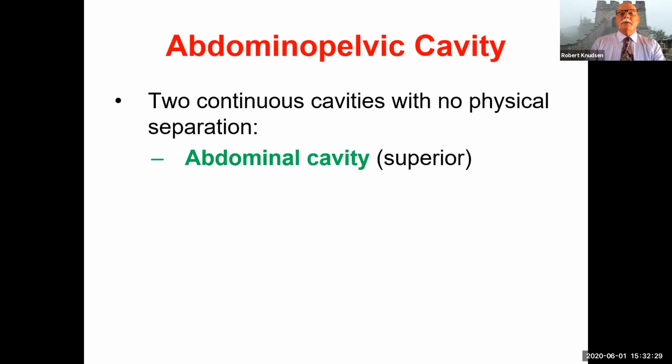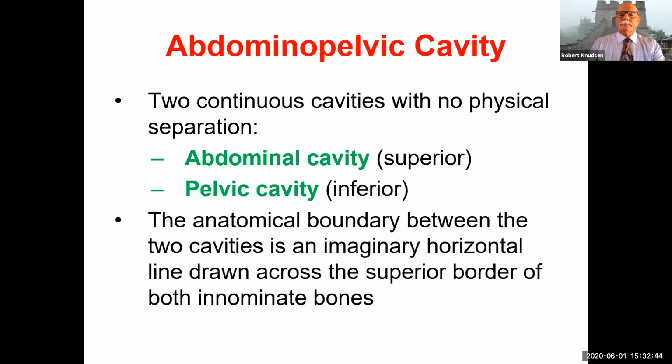Two continuous cavities, abdominal cavity, pelvic cavity. Remember we talked about that? Remember me having you put your thumbs on that iliac crest? It says they're together, but we look at them separately. Okay, there you see the innominate bone, because I said you don't have a pelvic bone, you have an innominate bone, which is made up of three bones, ilium, ischium, and pubis.